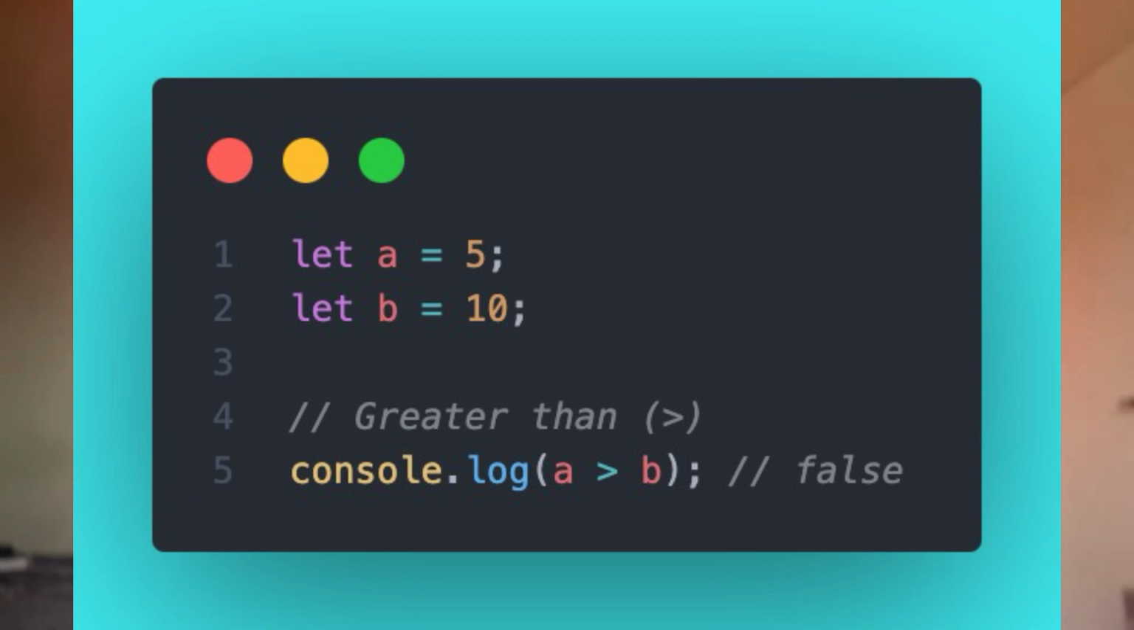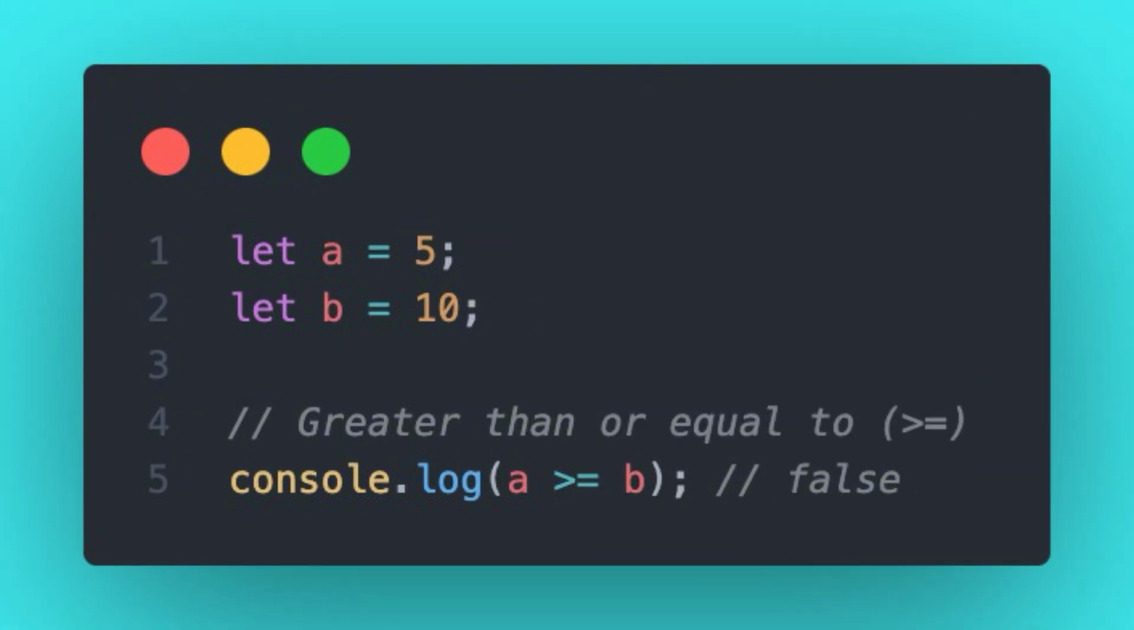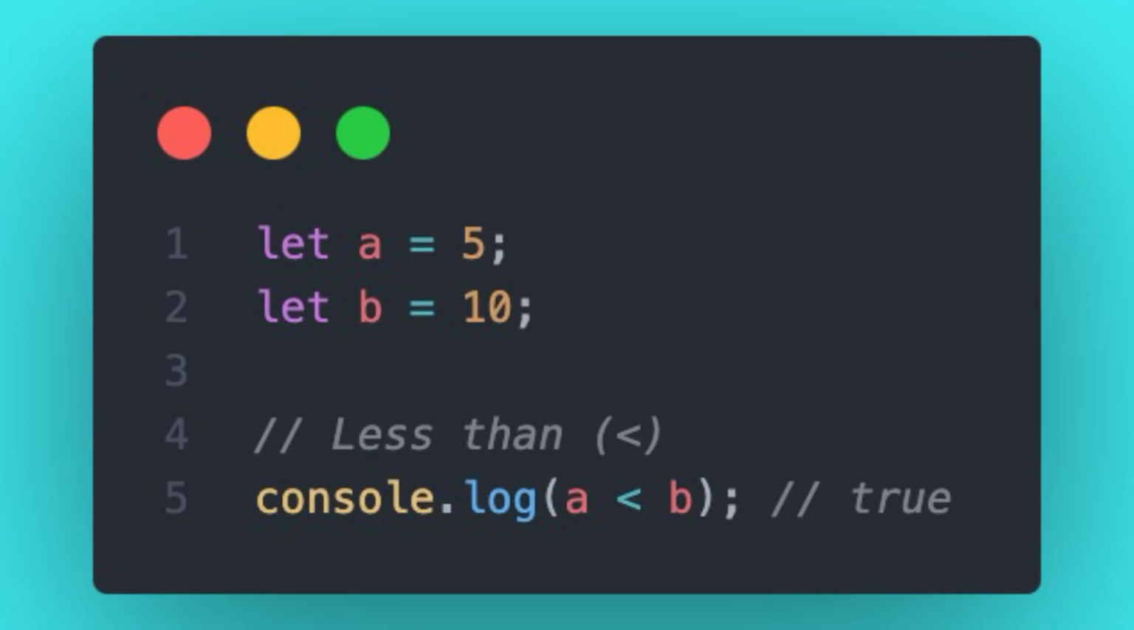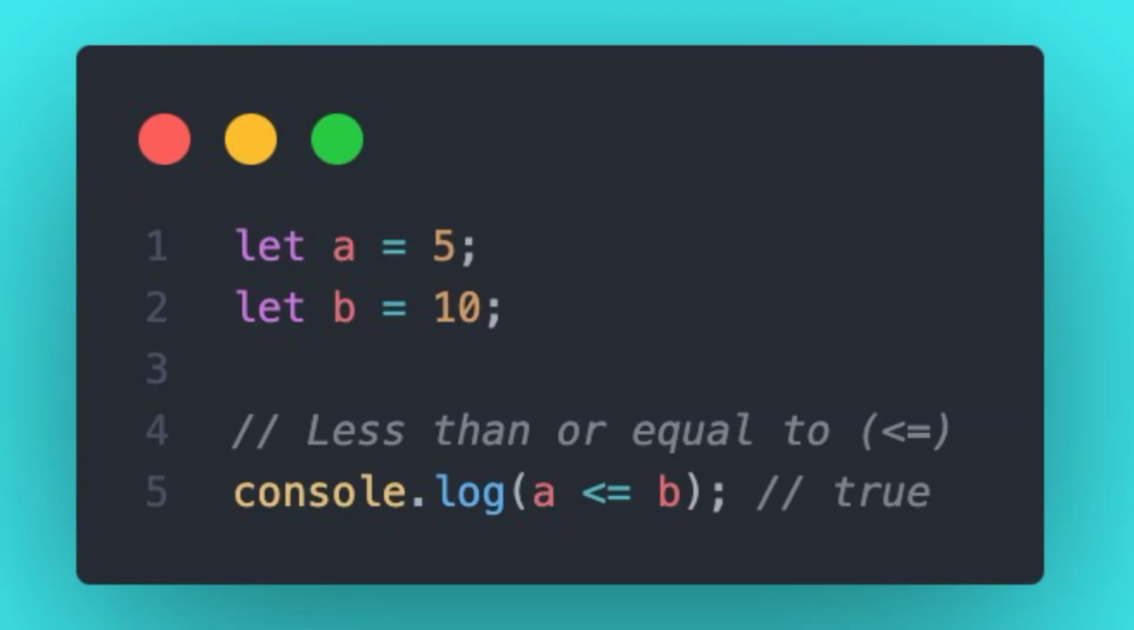And then we have the greater than. It works the same way we know it works. A is greater than b. That is not correct. Our a is 5 and b is 10. So that will return false. And we have the greater than or equal to. A is greater than or equal to b. That is also false. We have the less than. A is less than b. That is true. A is less than or equal to b.